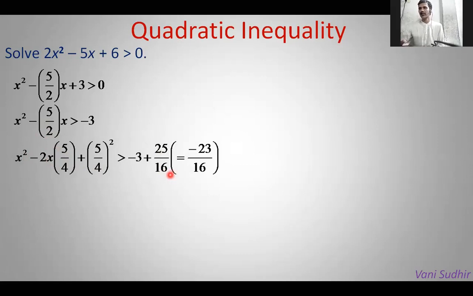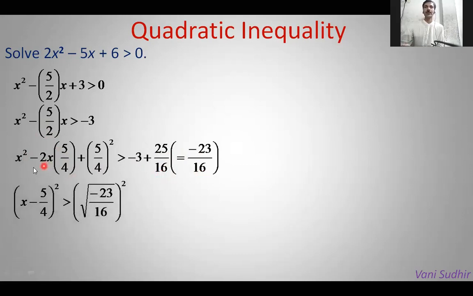You can write more steps also. Here I wrote precisely. 16 times minus 3 is minus 48. Minus 48 plus 25 means minus 23 upon 16 it is. Here you can apply the formula, that is a is x, b is 5 upon 4. (a minus b) whole square means (x minus 5 upon 4) whole square. Here you can write this as under root of minus 23 upon 16 whole square.